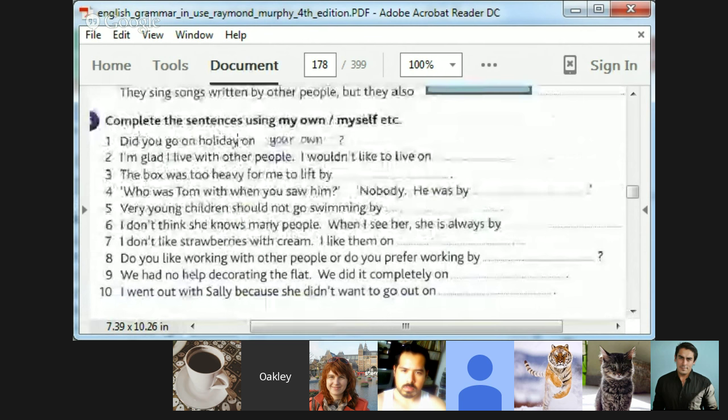Okay, last exercise here. Complete the sentences using my own or maybe myself or whatever you want to do. For example, did you go on holiday on your own? You could say, did you go on holiday by yourself? Most of these are going to have more than one possible way to say the same thing. Alone. Did you go on holiday alone? There's more than one way to skin a cat, as we say in English.